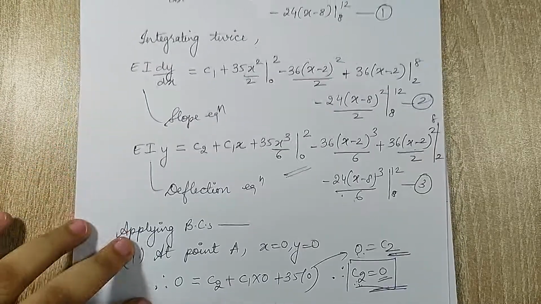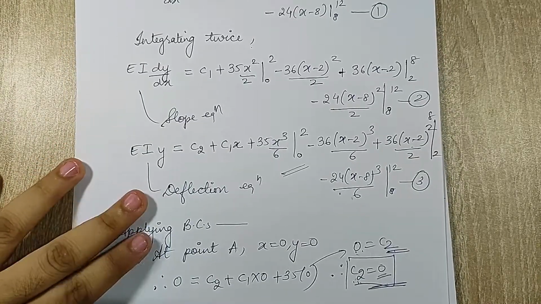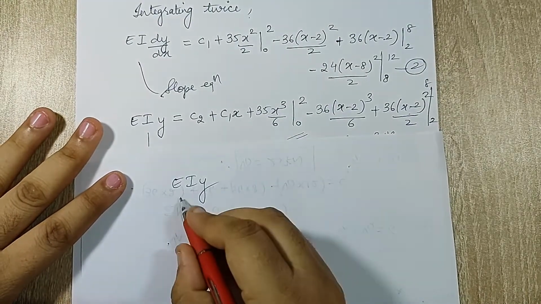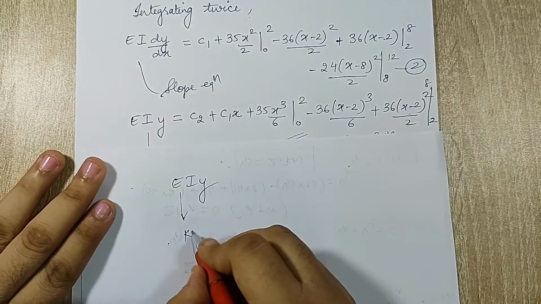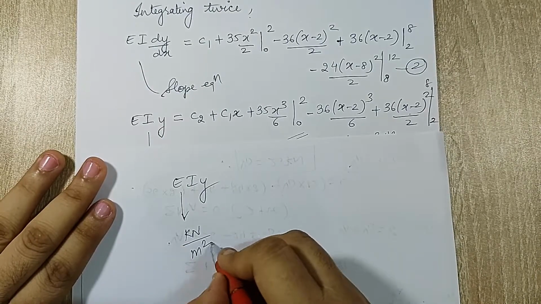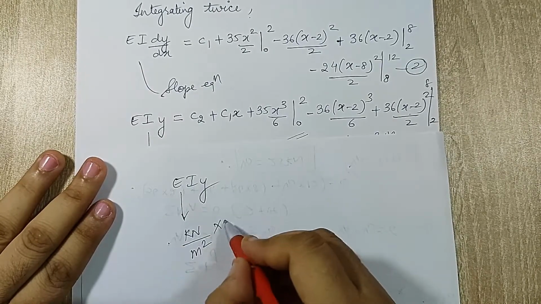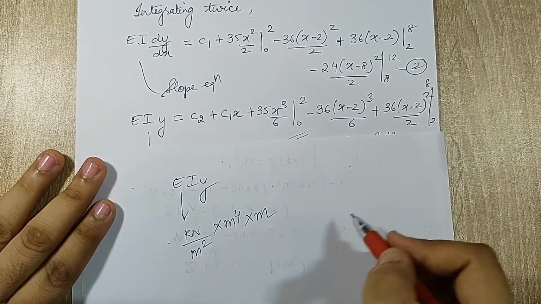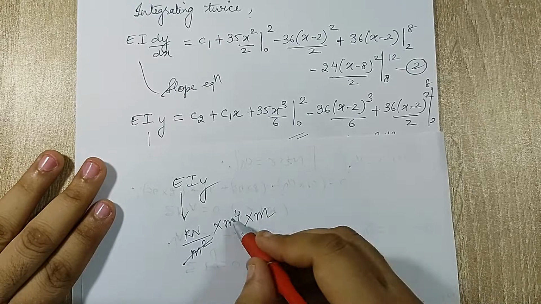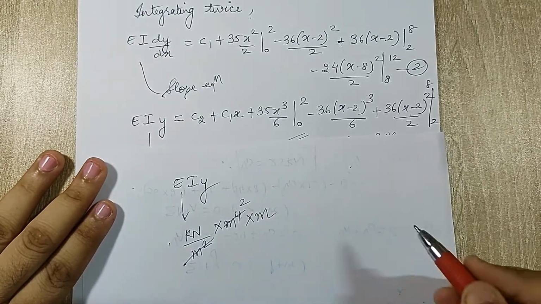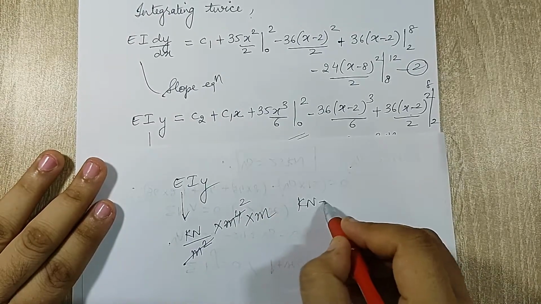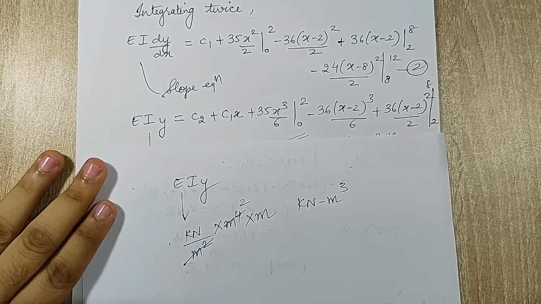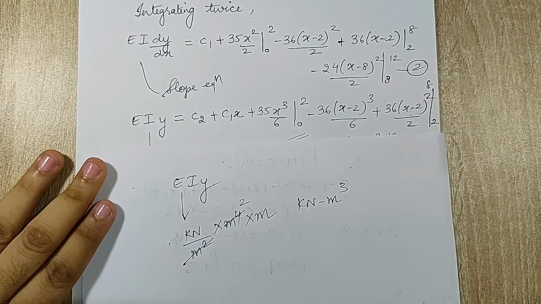Now, if you look at the left hand side of the equation, I have EI into Y. The term E suppose has unit kilonewton per meter square, say I has unit as meter raised to 4 and Y has unit of meter. In this case, meter square gets cancelled and here it remains as 2. So the answer that I get is kilonewton meter cube. So I have kilonewton meter cube as a unit on the left hand side.